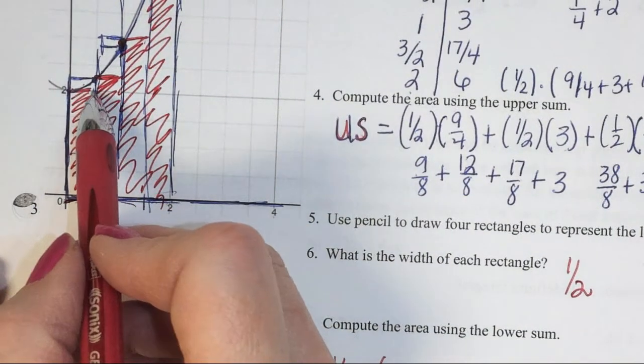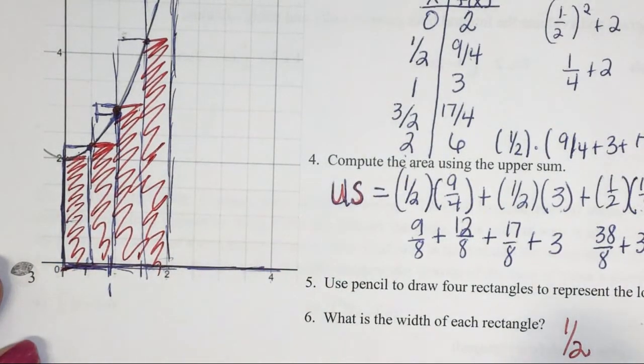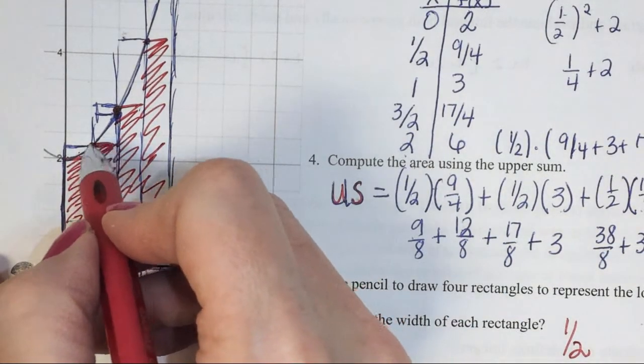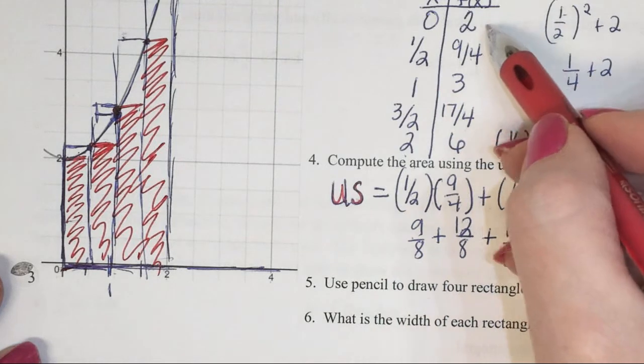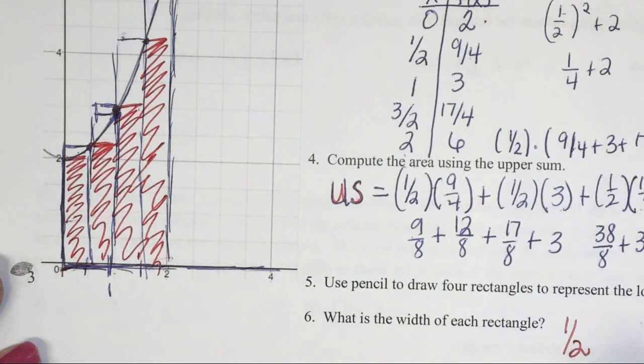Okay, so what's the height right here at my first one? 2 plus the next one's height. Use your chart. 2 is our first height. What's our next one? 9/4. Next height.